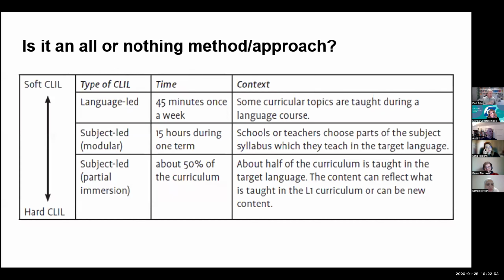So from Sophia's anecdote, if anybody else has anything else they'd like to share, their experience, or something they've heard, feel free to do so. If we just again have a look at soft and hard CLIL and their context and how to do things, what might we see as the benefits of CLIL?